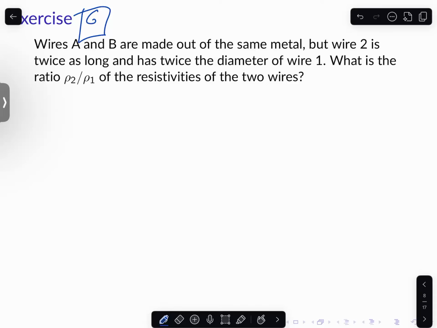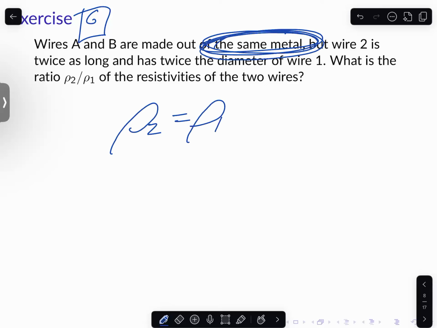Again, look at the question carefully. What term am I asking you to compare? The resistivity of the two wires. What controls resistivity? Correct answer is one. Yeah? Did you think I was talking about resistance?